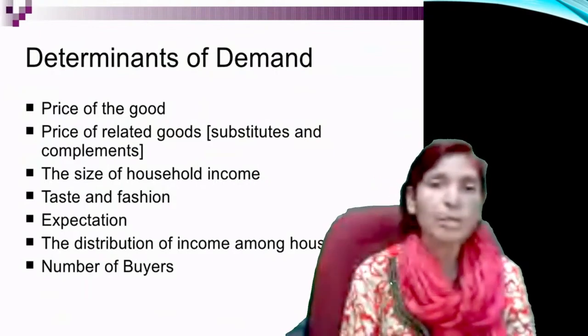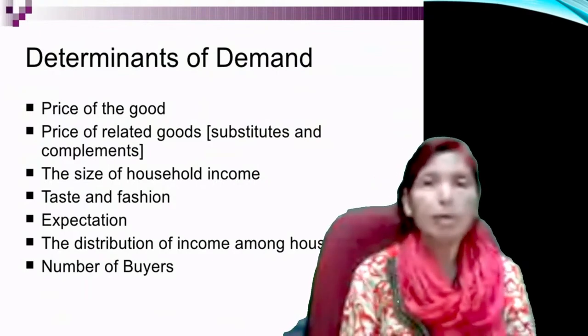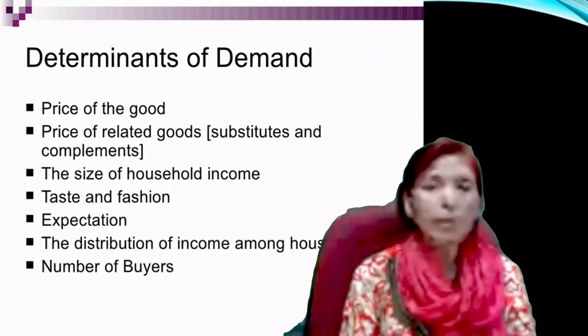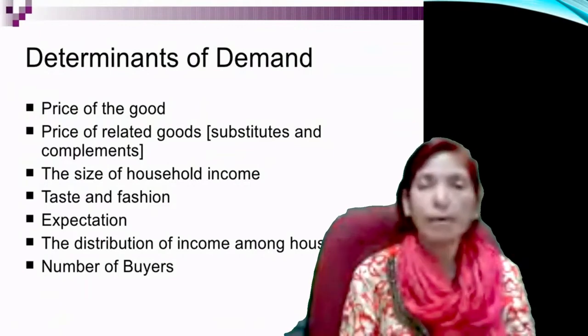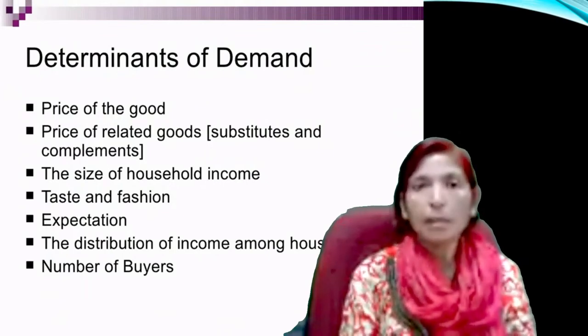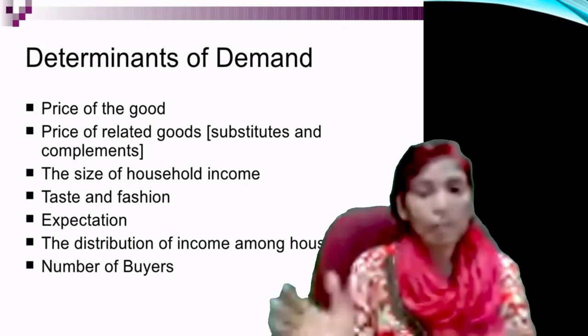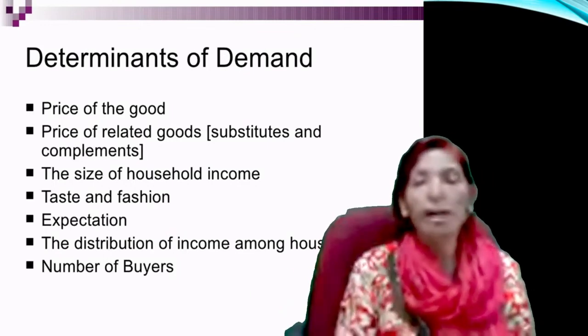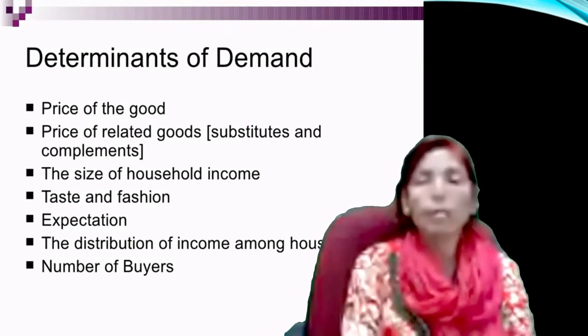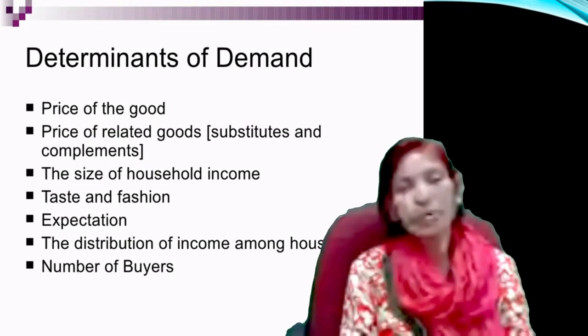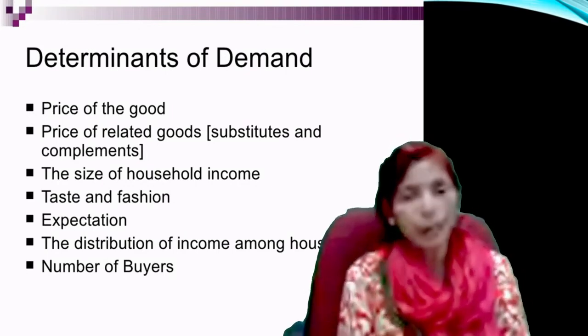Substitute goods are those goods which can be used in place of each other, and complementary goods are those goods which are always used together. Examples of substitute goods are tea or coffee, and examples of complementary goods are car and petrol, ink and pen, and needle and thread, which are always used together. We can't use complementary goods separately. So the price of related goods also affects the demand for a commodity.